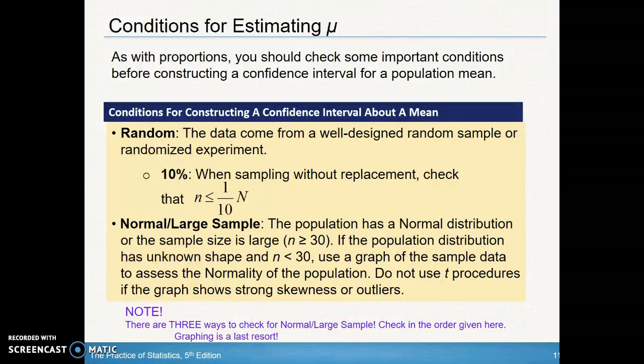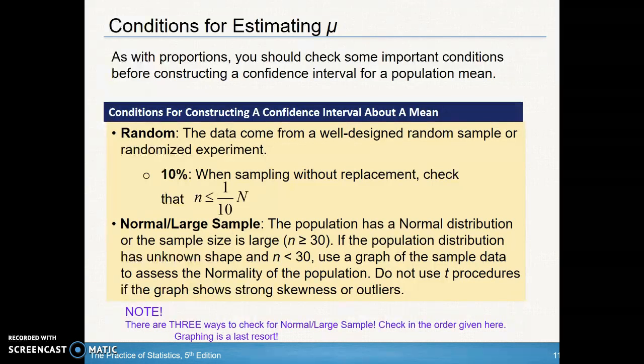Now, what are you looking for? You're looking for a single peak, you're looking for approximately symmetric, and you're looking for not skewed, or at least only very slightly skewed, and you're looking for no outliers. So if you see outliers, it's an instant no, it does not meet the condition.